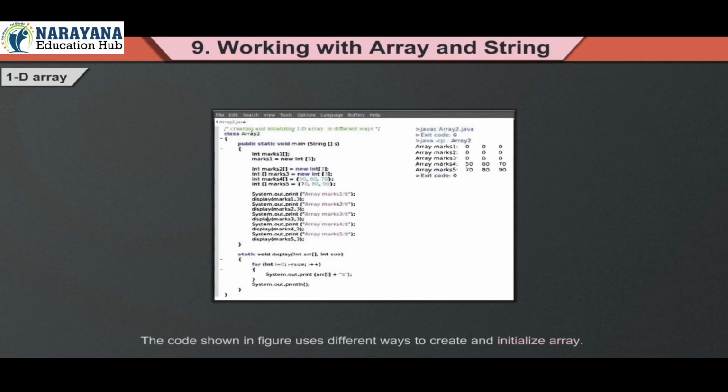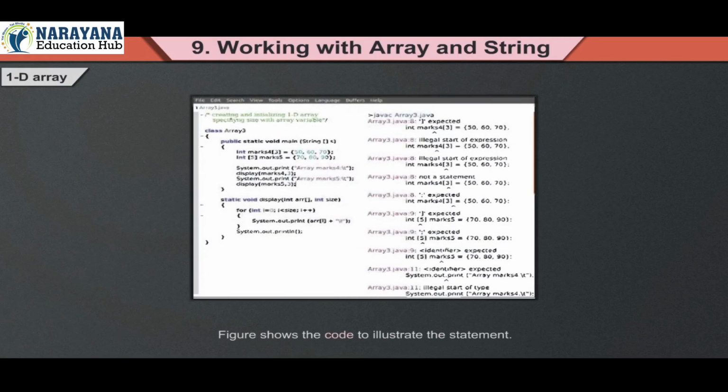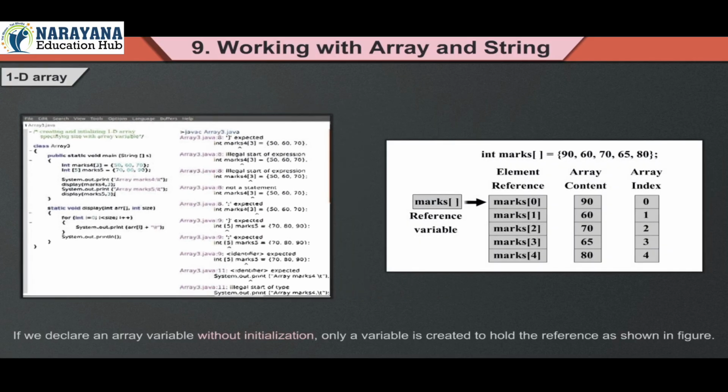The code shown in the figure uses different ways to create and initialize an array. Note the use of the class method display() used to display contents of an array. Class methods are declared as static and can be referred to without any object in the class. In Java, we cannot specify both the size of dimensions and initial values of the array elements simultaneously while declaring an array. The figure shows the code to illustrate the statement. If we declare an array variable without initialization, only a variable is created to hold the reference as shown in the figure.